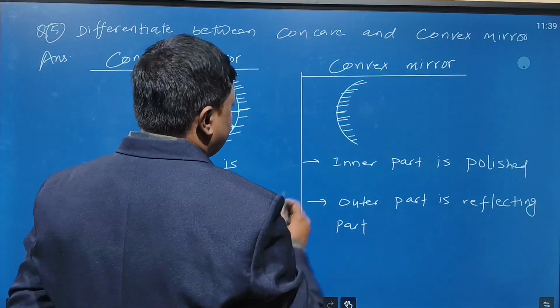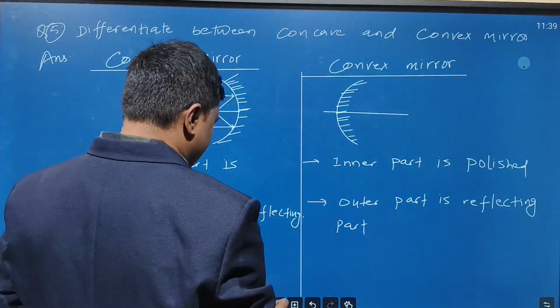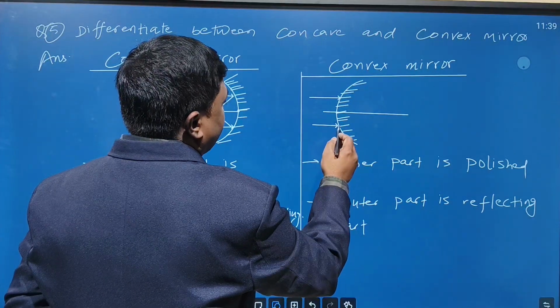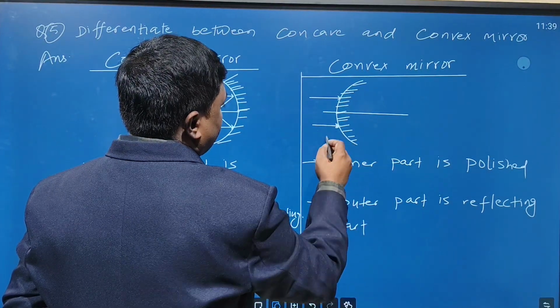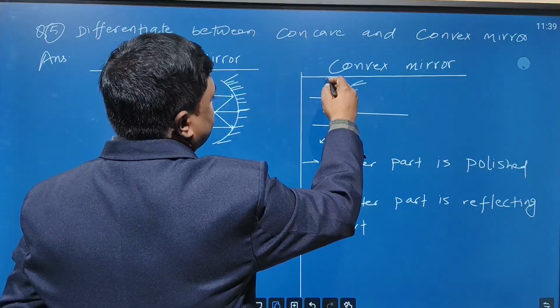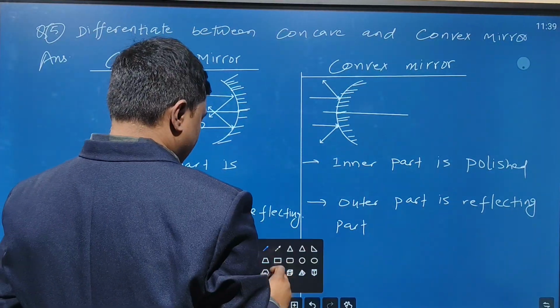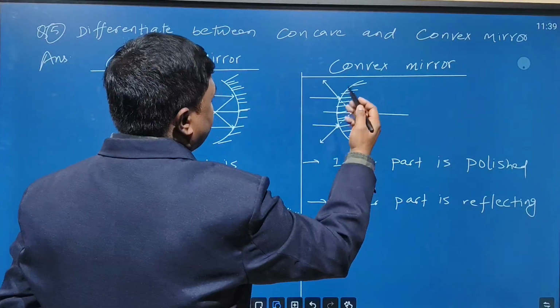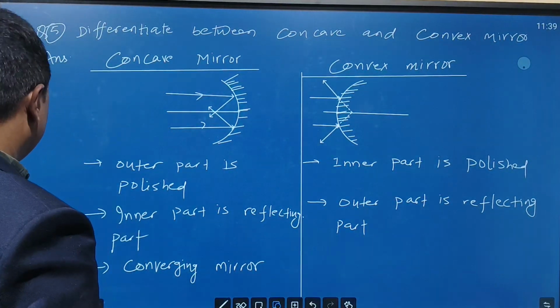Whereas if you see, this is the principal axis. If a ray of light is parallel to the principal axis, here the light ray will diverge like this. The light rays are diverging like this, so here they will appear to meet at this one point. Is it clear? So that is the difference we can write.